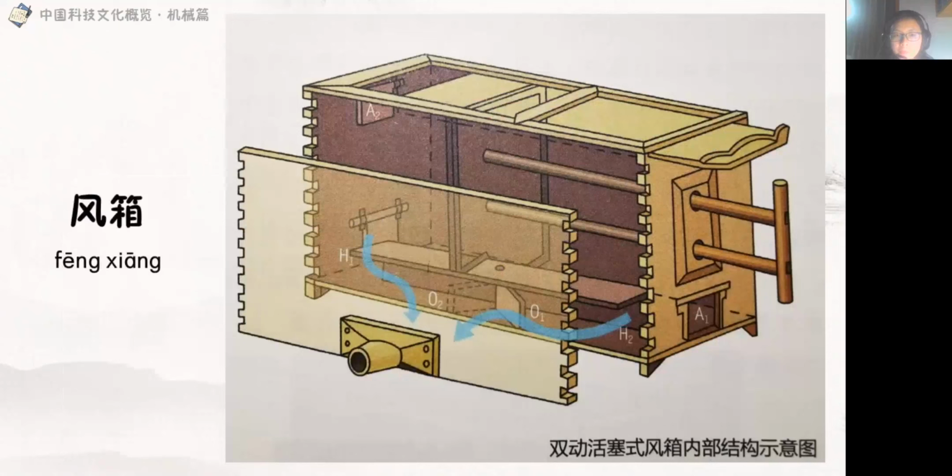风箱. This is the inside of the 风箱. So you can see here it separates the 风箱 into two spaces, two parts. No matter whether you push in or pull out, it always keeps blowing air out. Which is more efficient to work, and can save your strength.